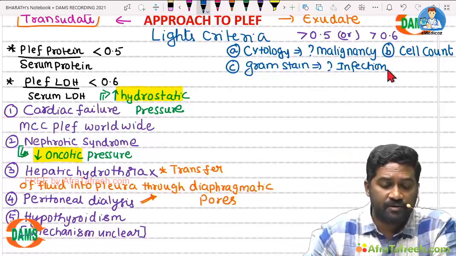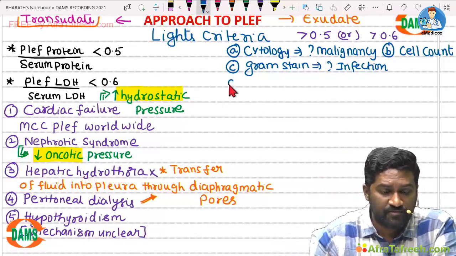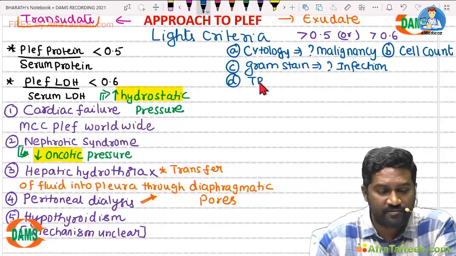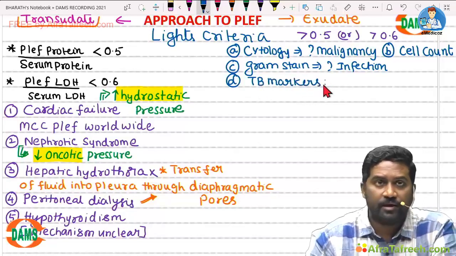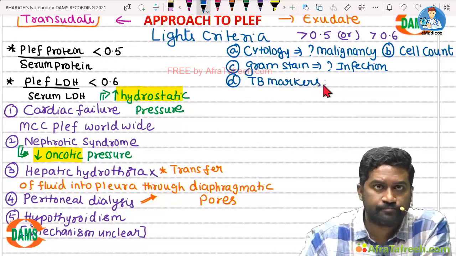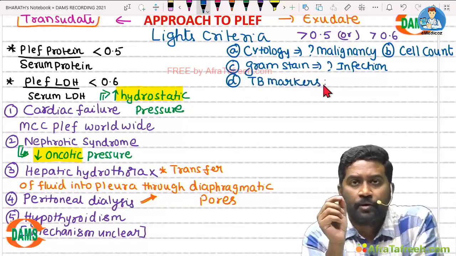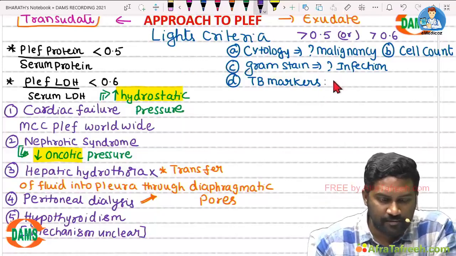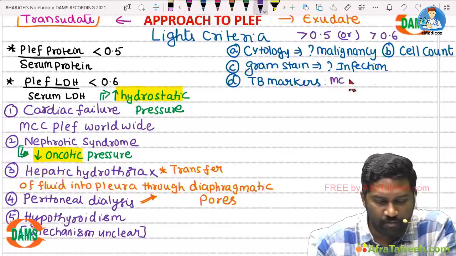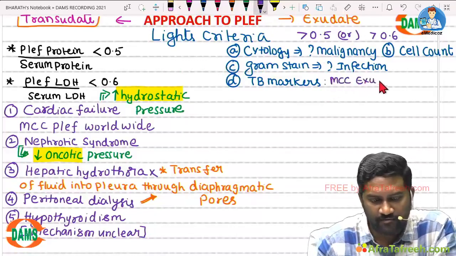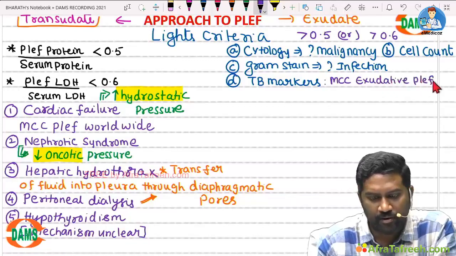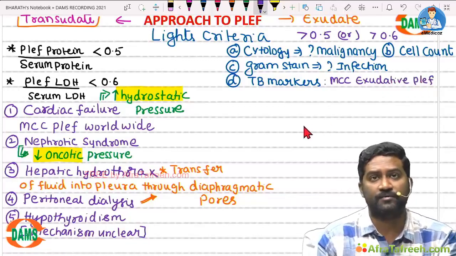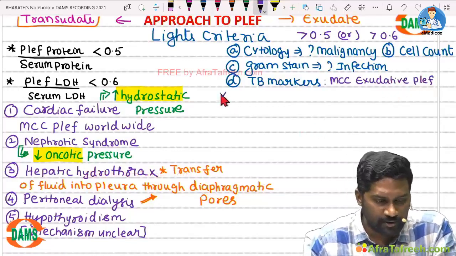Then the next important thing is you should send it for TB markers. Now coming to TB markers. Why should I send for TB markers? TB is considered the most common cause of exudative pleural effusion worldwide. What are the TB markers?